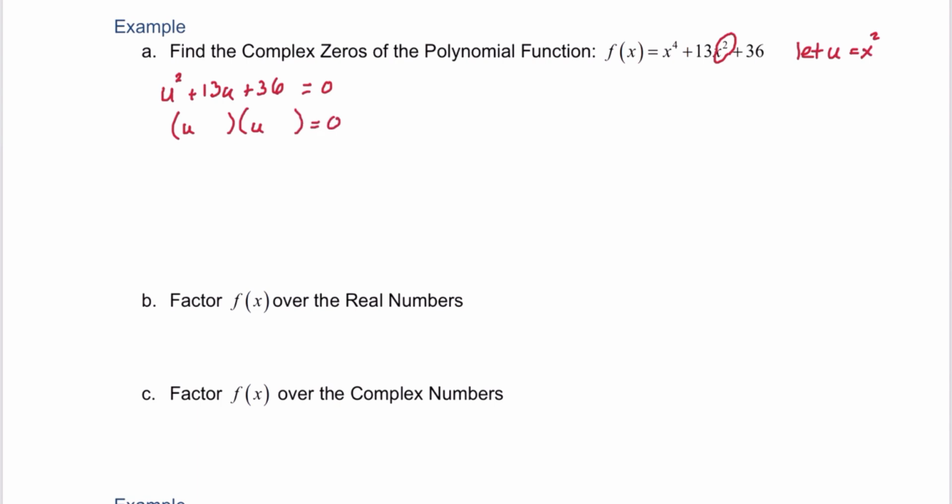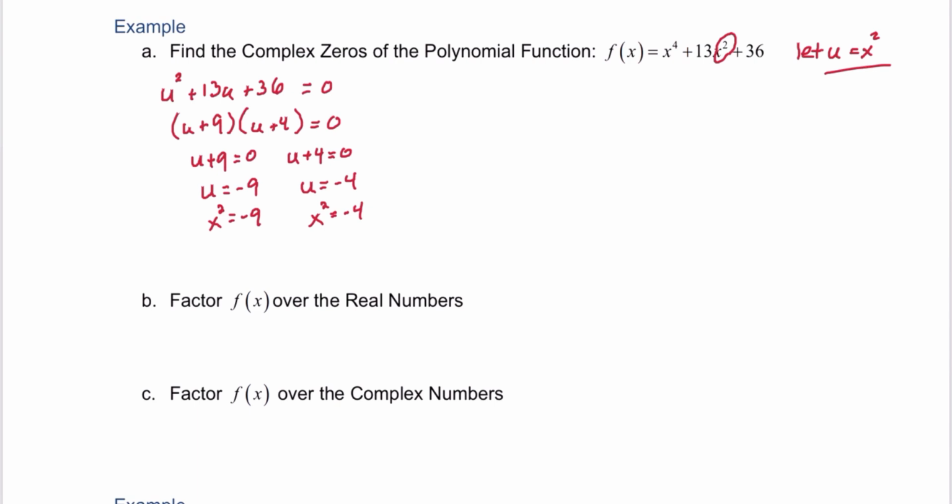Two numbers that multiply to 36 and add to 13 are 9 and 4. We'll then set each of these equal to 0. We get u equals -9 and u equals -4. We'll back substitute. We said earlier that u is x squared. So we have x squared equals -9 and x squared equals -4.